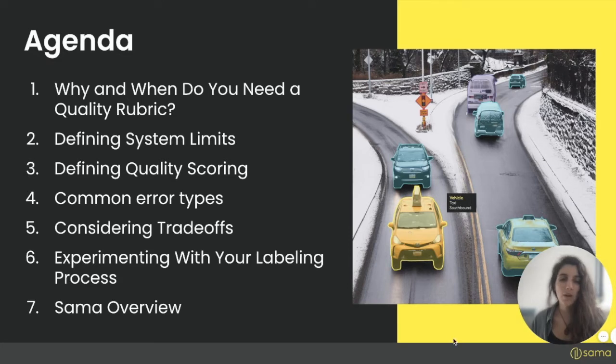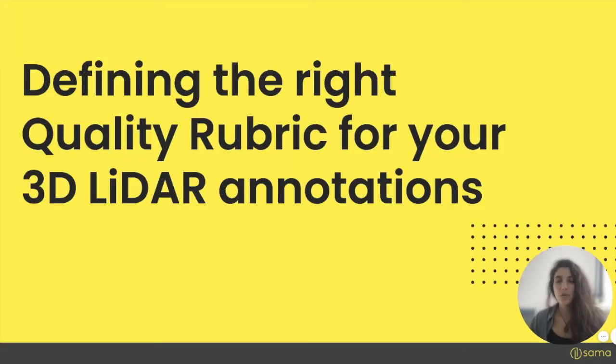Now, let me quickly go over the agenda for you guys. We're going to start talking about why and when you need a quality rubric. Then we're going to go over the system limits, defining those and how this affects the quality piece. We're going to be defining quality scoring, and go over the most common error types that we've seen. We're going to talk about trade-offs as well and experimenting with your labeling process. And at the end, I'm going to give you a quick overview of what Sama is, a quick overview of our company. So let's start.